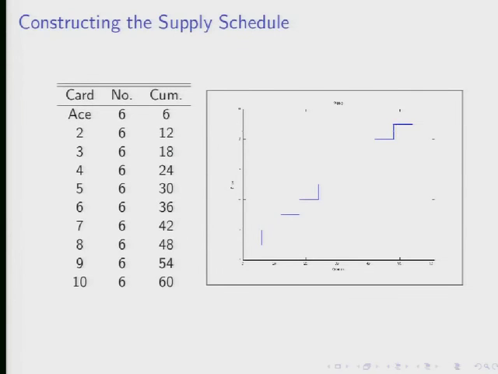So what I have here is just a schedule of the number of red cards of different values that we had in the experiment. So in this example, we had 6 red aces, we had 6 red twos, and so on. We had 6 of all these things. These numbers could have been different in this example or not. Now we're going to use those to construct a supply schedule.